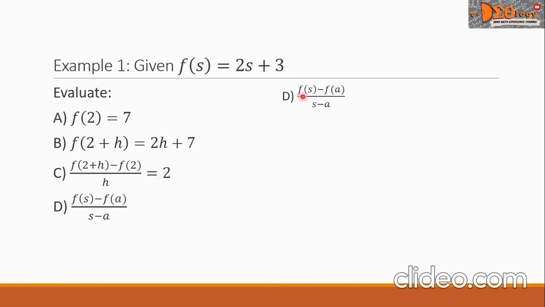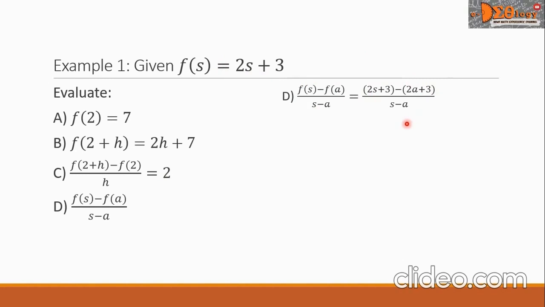The fraction is f of s minus f of a all over s minus a. The f of s is the original problem, so we can copy it here, the 2s plus 3. Then minus, the f of a is this function, but instead of the s, I will copy the a. So you see here, 2a plus 3. Then all over, same denominator, s minus a.